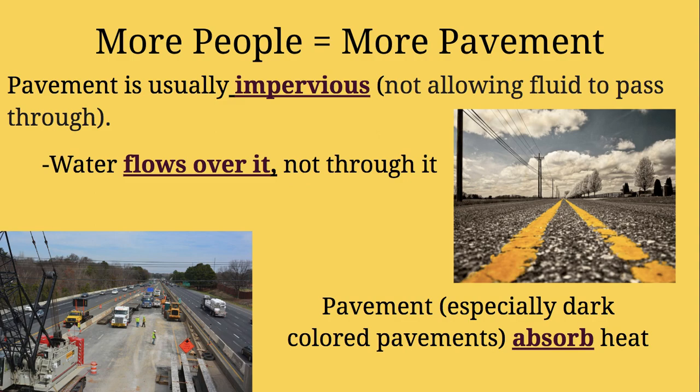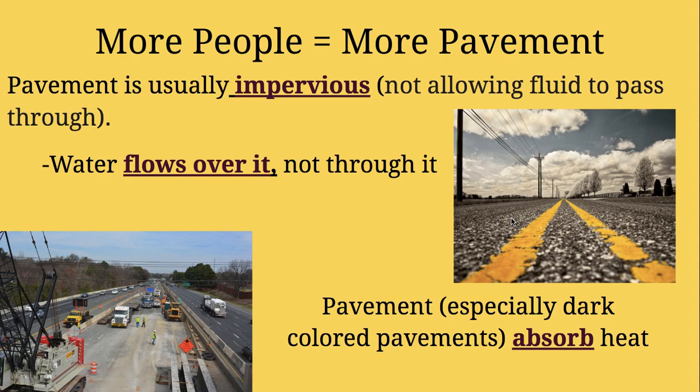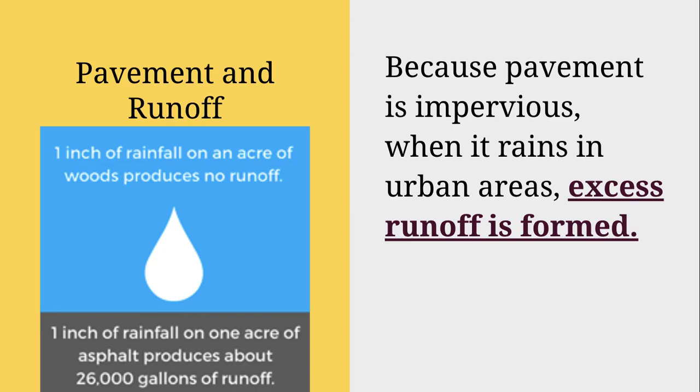Pavement also absorbs heat, especially when it is darker colored like so. All right, that's going to cause problems, so keep that in mind. Pavement is impermeable, pavement absorbs heat. All right, let's talk about the impermeable part first. Because pavement is impervious or impermeable, when it rains, excess runoff is formed.